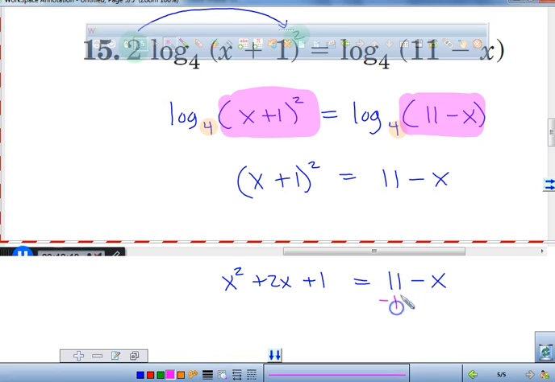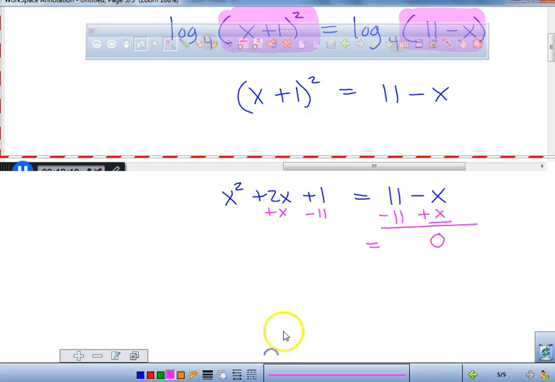You guys have learned so much this year. Take away 11 from both sides. Add in x to both sides. All of this over here has been zeroed out now. We have an x squared, everybody. We have a total of 3x. We have a total of negative 10 as a constant.